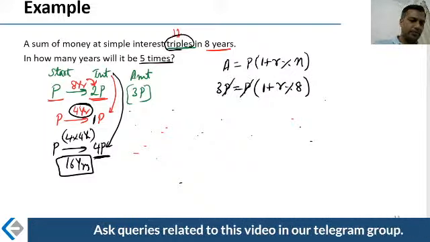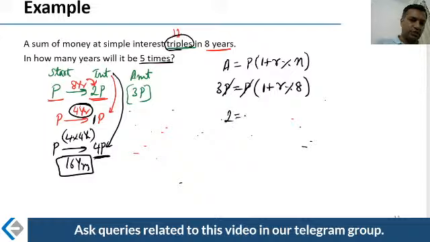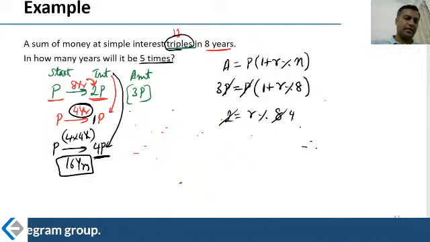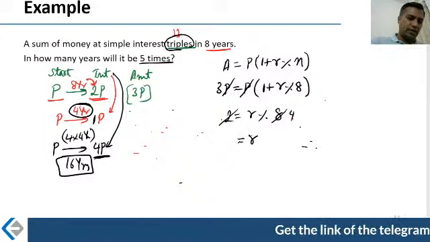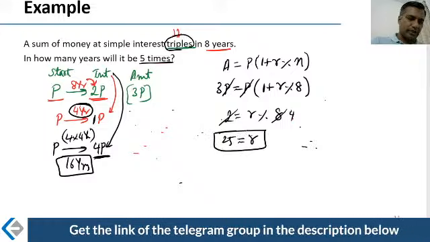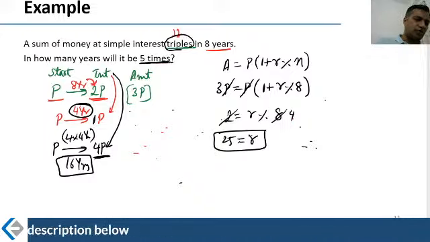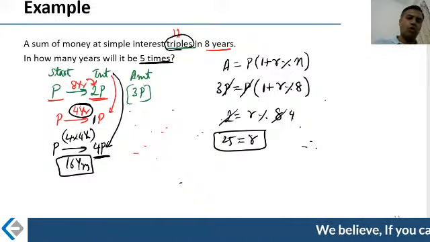Now p and p are cancelled. Therefore, you will say that 2 is equal to r percent times 8. That's how you would have written it. Now 2 is 4 times 8, so r is equal to 25%. You will say that rate of interest is 25%. Once you get the rate of interest as 25%, you can calculate, for the money to become 5 times itself, how many years it will take.